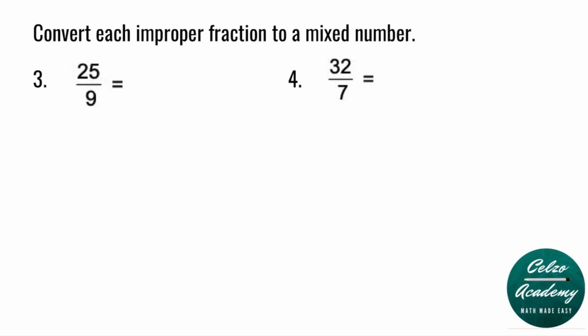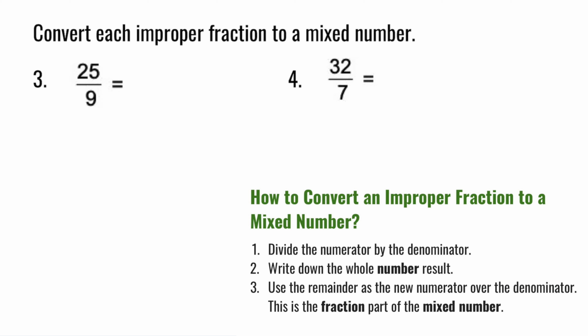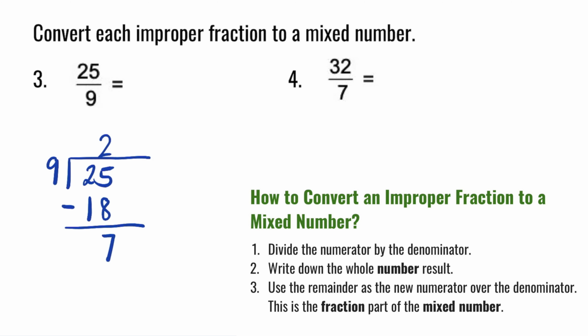Question number 3. 25 over 9. Step 1 is to divide the numerator by the denominator 9. So our divisor is 9, and the dividend is 25. How many 9s can go into 25? 2, right? 2 times 9 is 18, and subtracting 18 from 25, we will have a remainder of 7.